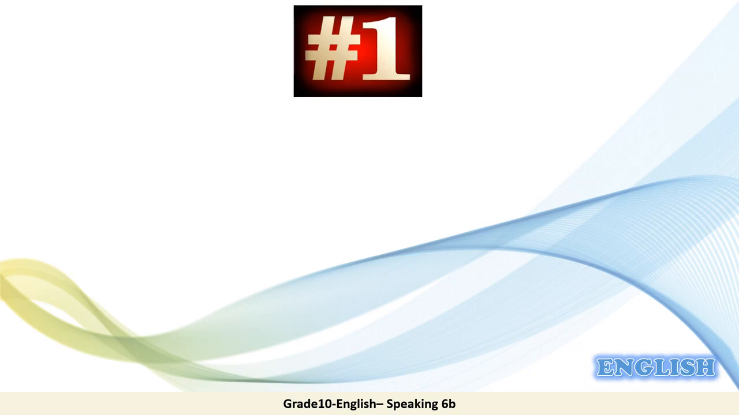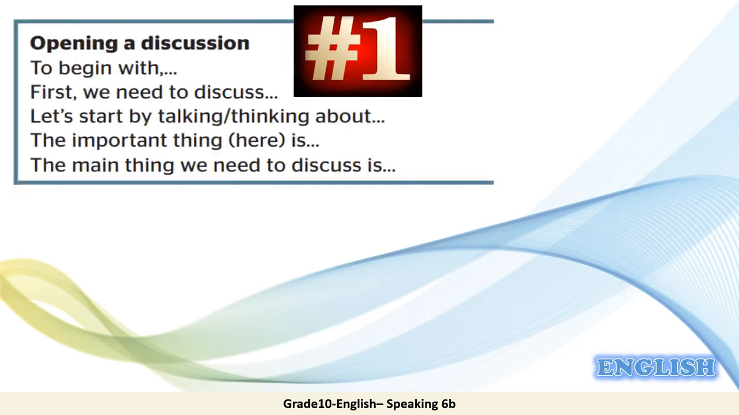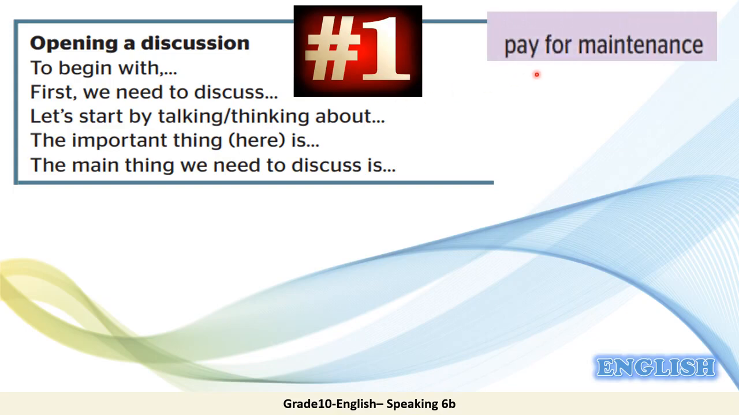The first point, we will begin by opening a discussion remarks. So we will be using these sentences, combining them with this phrase in order for us to have a full sentence. Let's start by looking at the sentences we have here. We can say, to begin with, first, we need to discuss something. Let's start by talking or thinking about, the important thing here is, and finally, the main thing we need to discuss is, as you can see.